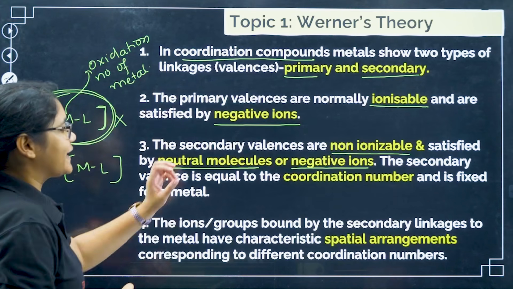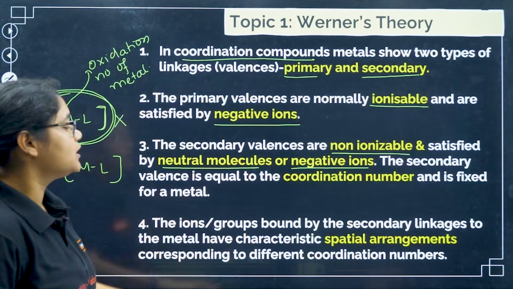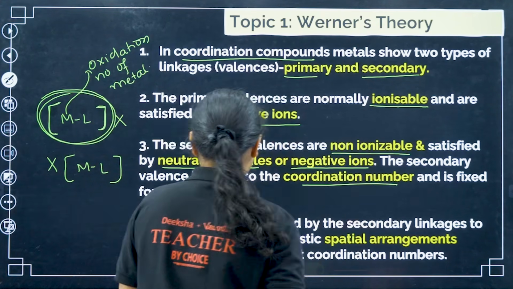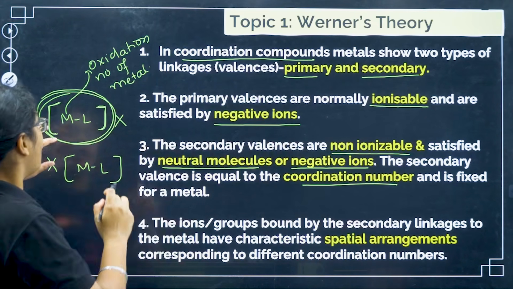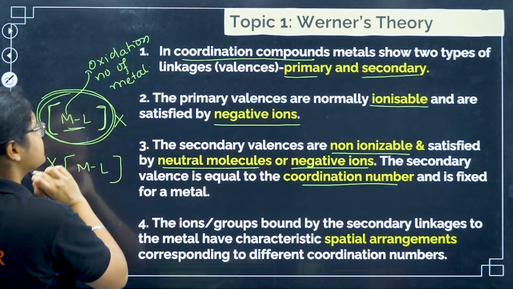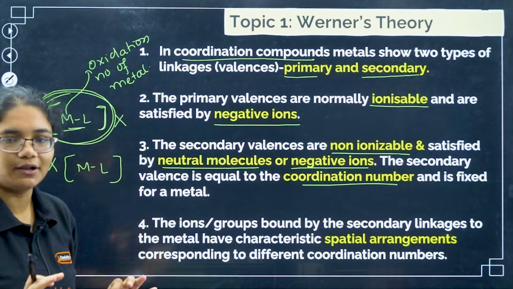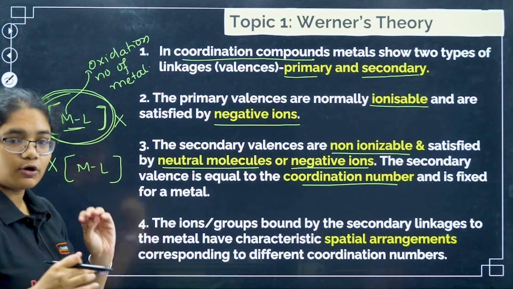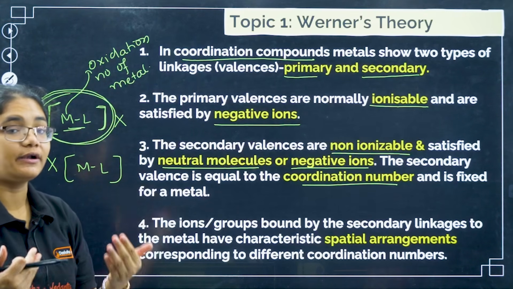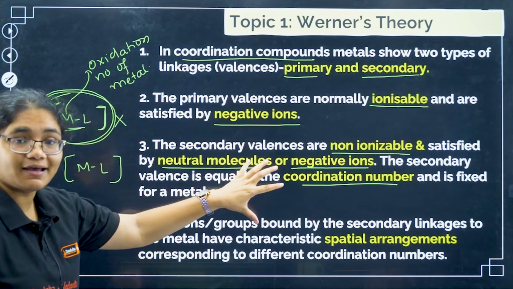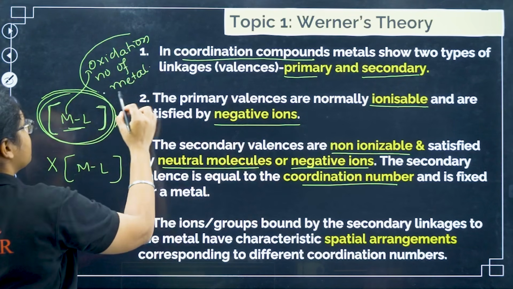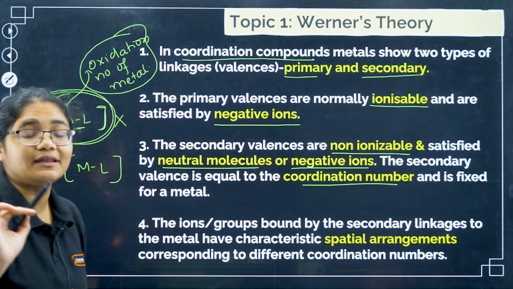Okay, so the secondary valency is also the coordination number of the metal. Now what is the coordination number? Coordination number is how many metal-ligand bonds are formed. That is called the coordination number. So if a metal is forming 4 bonds with the ligand, then the coordination number is 4. So that coordination number is your secondary valency, and this oxidation number of the metal is your primary valency.